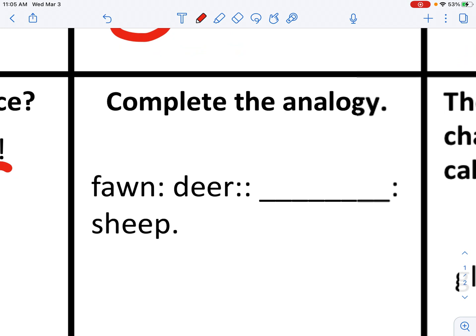Complete the analogy. Fawn is to deer as what is to sheep.